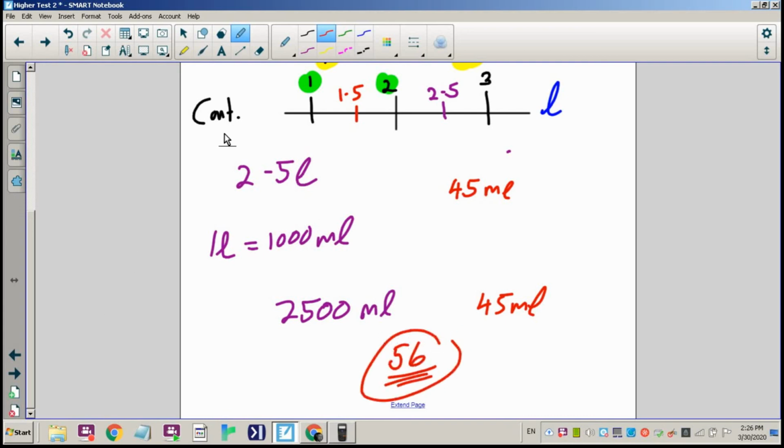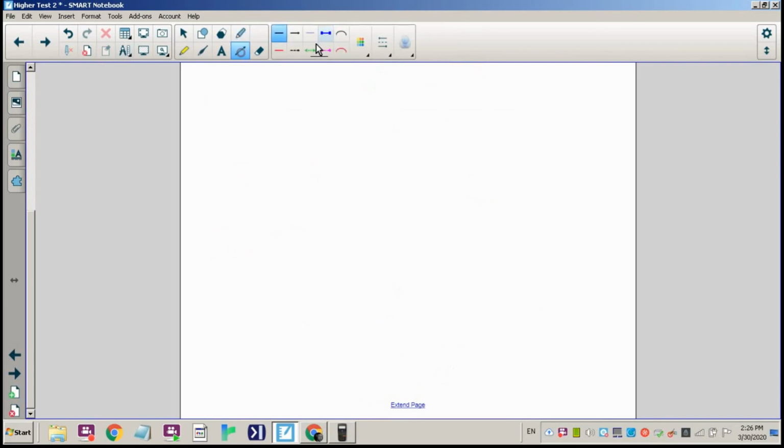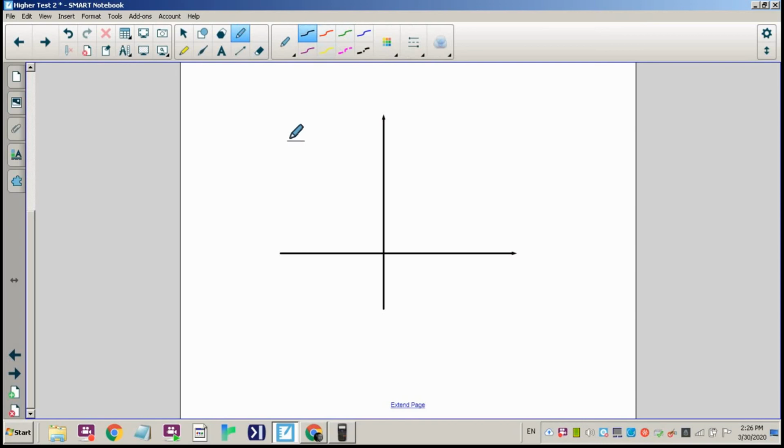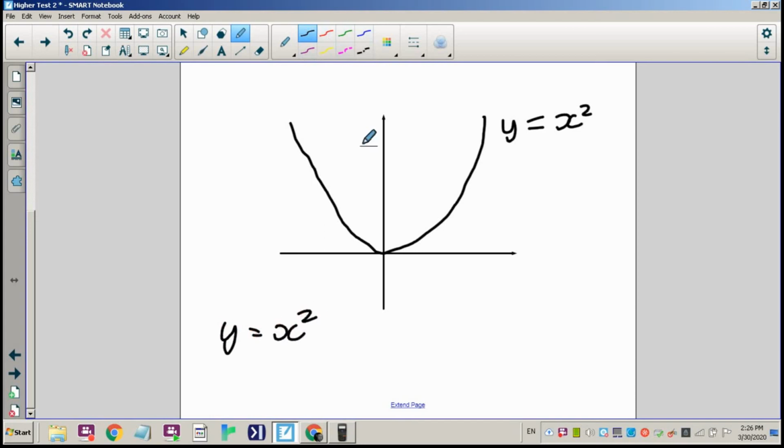Right, now, the last one we're going to look at is transformation of graphs. Nice and straightforward, okay? Here we go. Here's the graph of a function. Whoops, let's see if I can get that a bit better. And it's the graph of y equals x squared. On this graph, sketch the graph of y equals x squared, the same thing, minus 4.